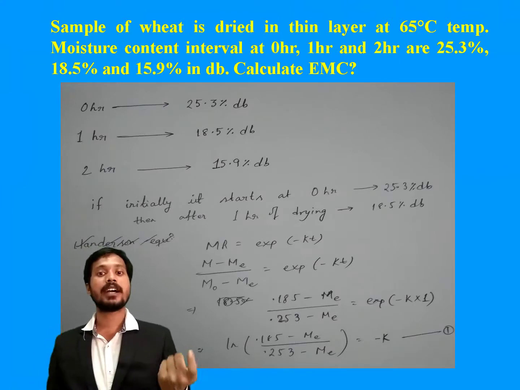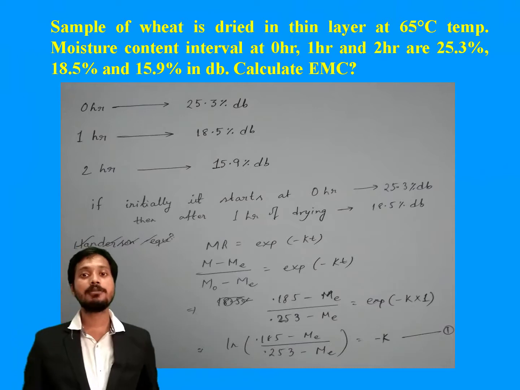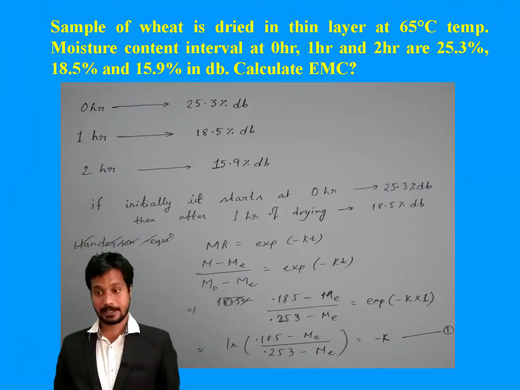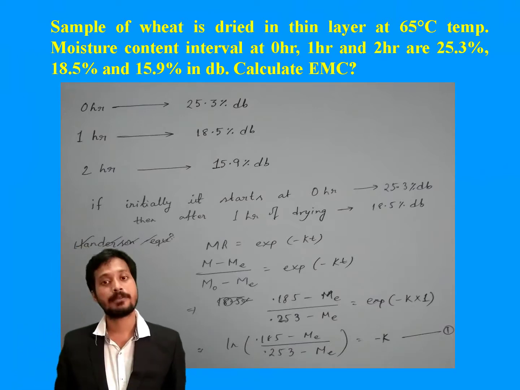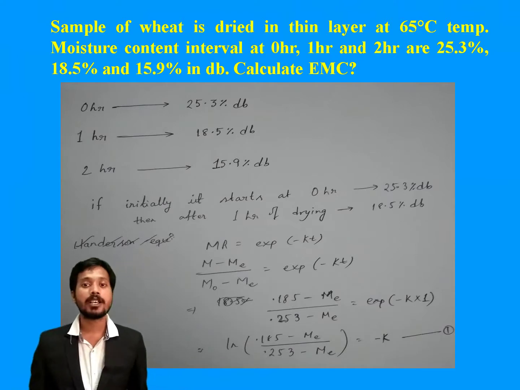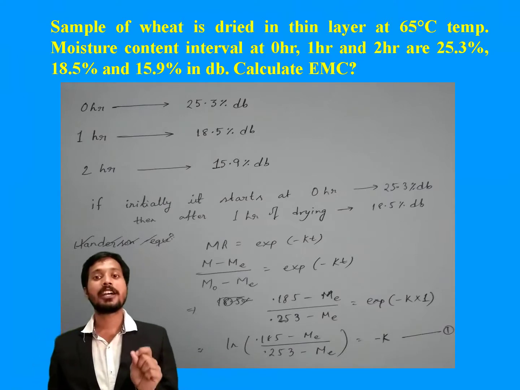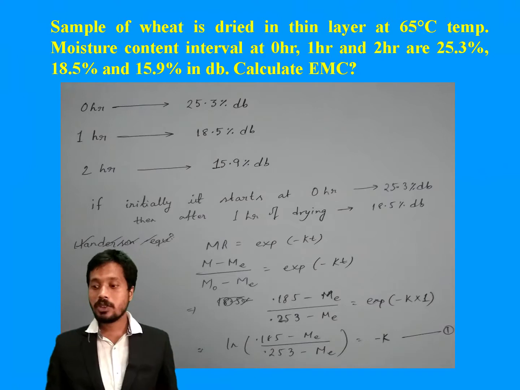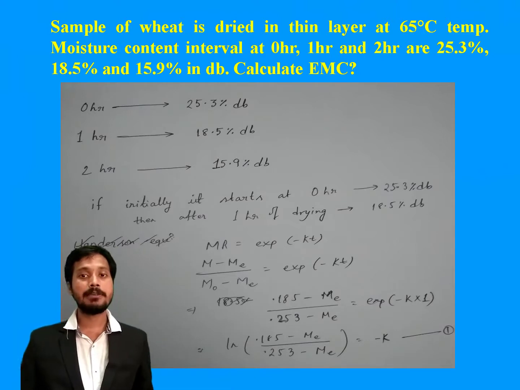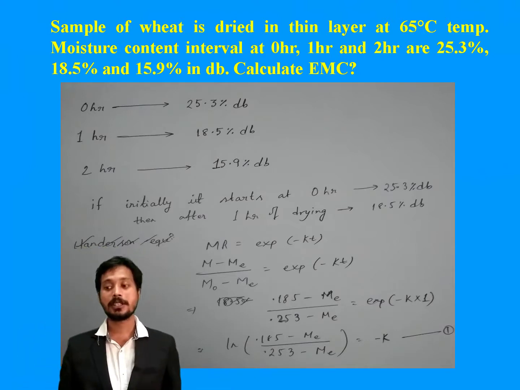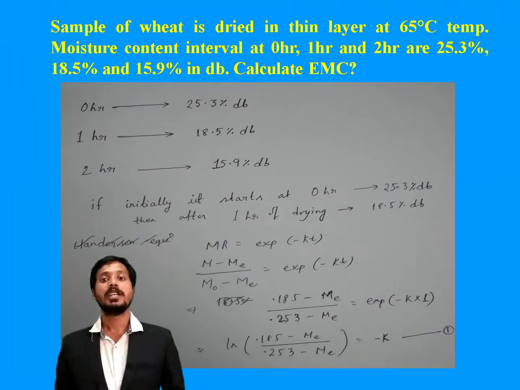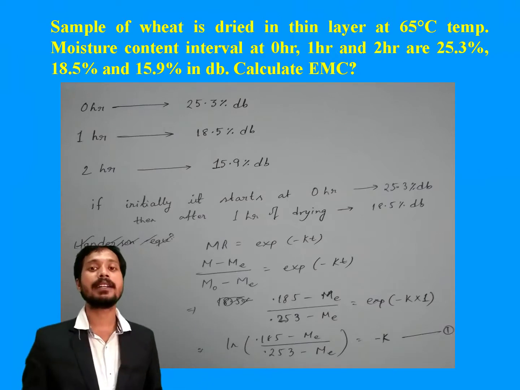So M is the final moisture. What is the final moisture after 1 hour? Yes, it is 18.5%. What is the initial moisture? It is 25.3%. Do you know the value of equilibrium moisture content Me? No, I don't know. So that's why Me is unknown. Equals exponential of minus kT.